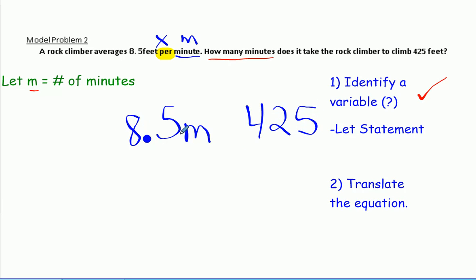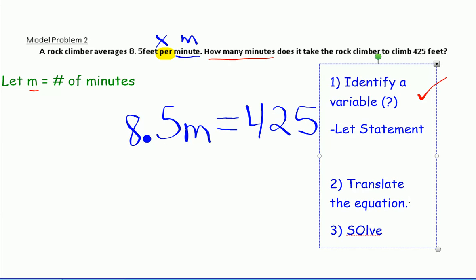So after the climber climbed this number of feet, he climbed 425 feet. I'm going to put an equal sign here. It wasn't very clear that this is where it should go, but that's where it makes the most sense. So I translated. You may again need to reread a few times for this one.